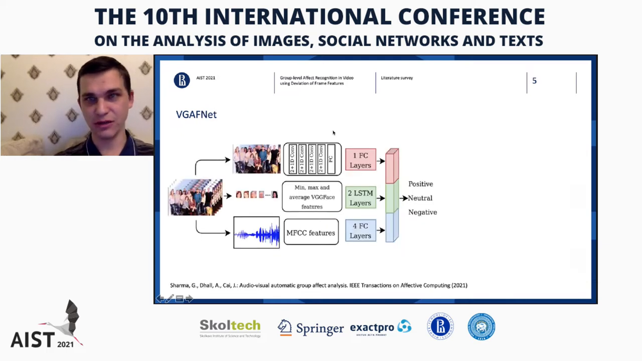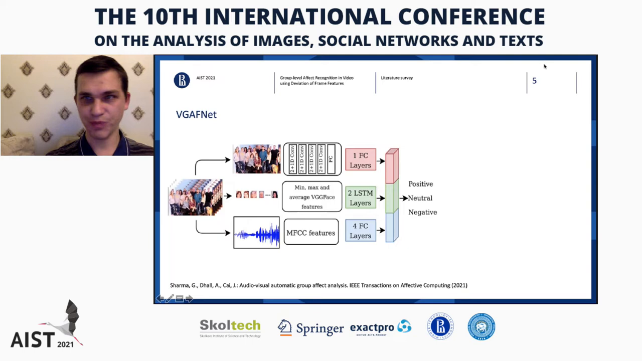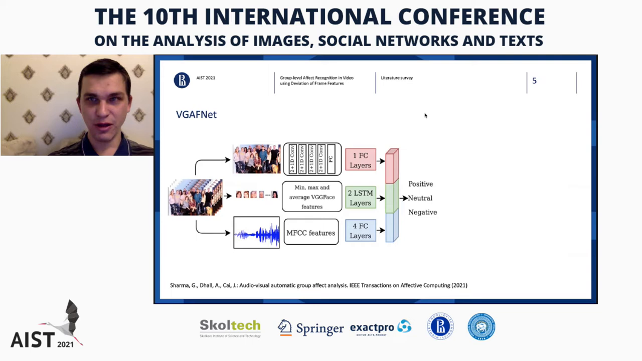And there are several main ideas of the participants of this challenge. Let me briefly introduce the main ideas. They are more or less close to each other. So this is the EmotiW baseline. It's published by the authors of this data set. At first they provided the data set, and then they provided some baseline.